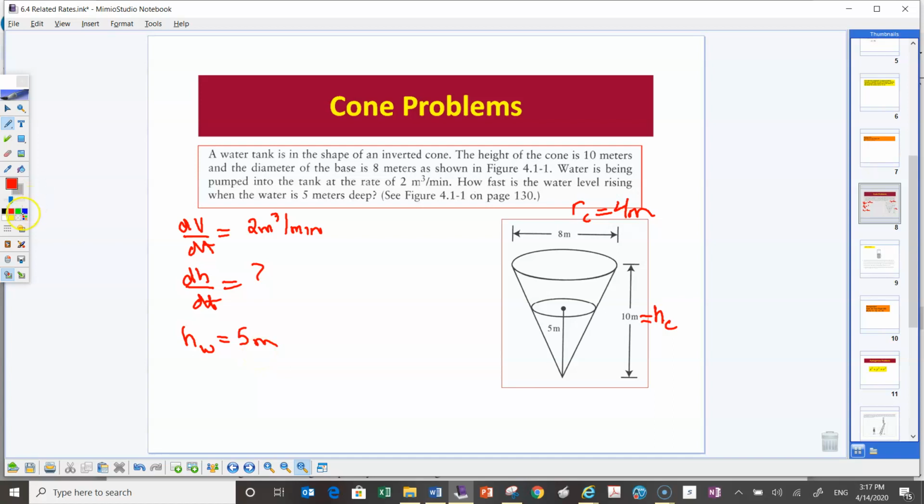Now, the formula, and this would be provided for you, the volume of a cone is 1/3 pi r squared h. Well, in this problem, we're trying to find dH/dt, so that means we want to get this formula in terms of just variable h. So somehow I want to get rid of that r. Well, this is the only time we take our original dimensions of the cone.